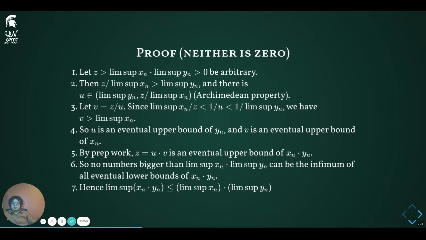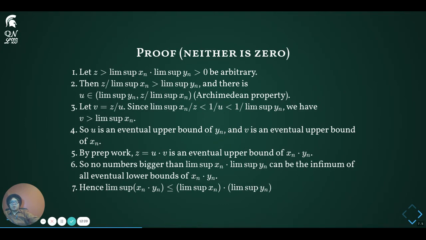Now let's do the case where both lim_sups are positive. Let's take z again, something bigger than the product. Remember, we wish to show that z can be written as u times v, where u is bigger than lim_sup of y and v is bigger than lim_sup of x.